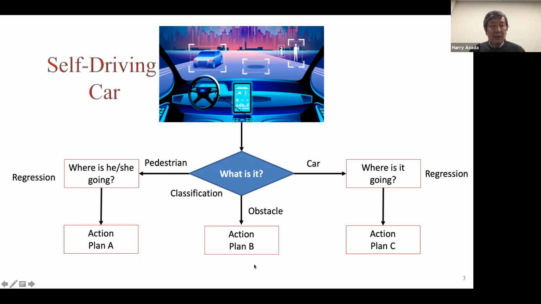If it's a pedestrian, you go through different procedures, such as where the person is going and what the walking speed is. That's basically a regression problem, and they take different actions. If it's something else, like a car, you take a different approach, and you still need a regression to estimate where the car is going. Depending on that, you take different actions. So first you need to classify what the situation is, and that classification problem is a very important task that we have to consider.